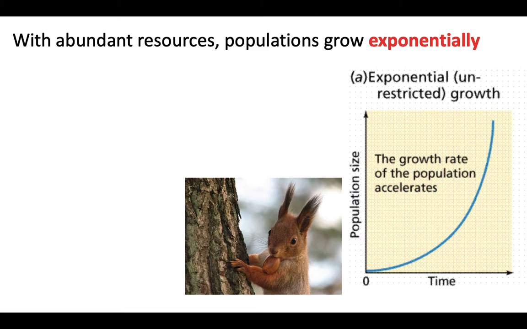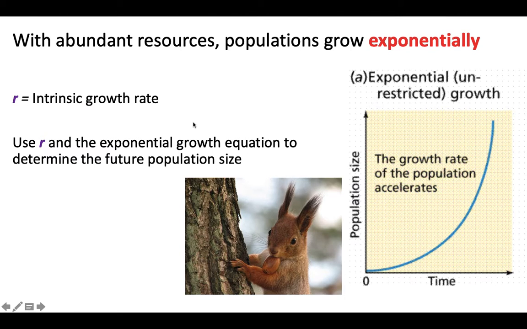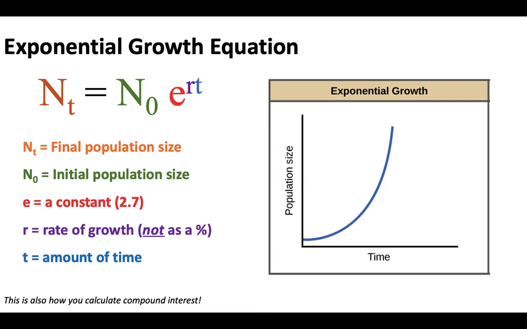We started to do that in class. If we say that the growth rate of the population as a decimal between 0 and 1, we represent that with r, we can use the exponential growth equation to predict the population size at a future point in time. And the population growth equation for exponential growth is N sub t equals N sub 0 times e to the rt power. N sub t represents the population size at time t, or the final population size. N sub 0 represents the initial population size, or the population at time 0. e is a constant. We can just say it's equal to 2.7, or you can use the button on your calculator. And r is the rate of growth.